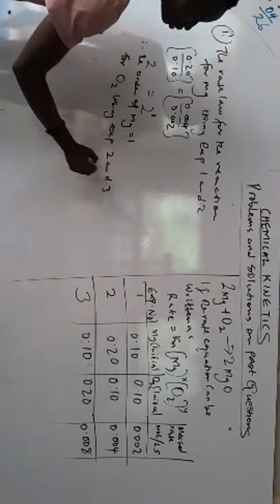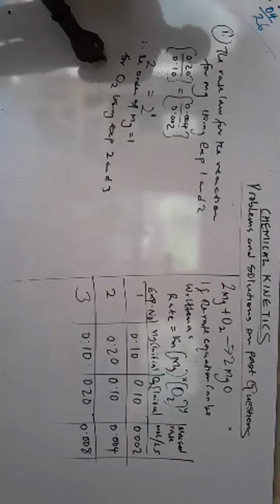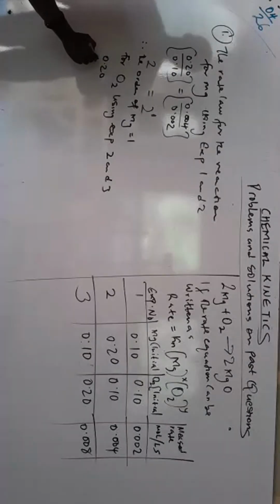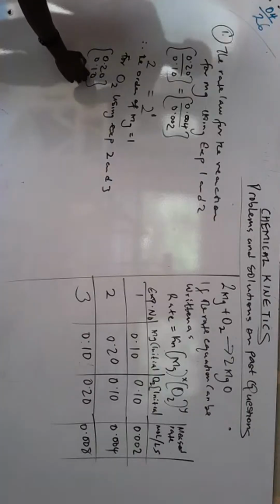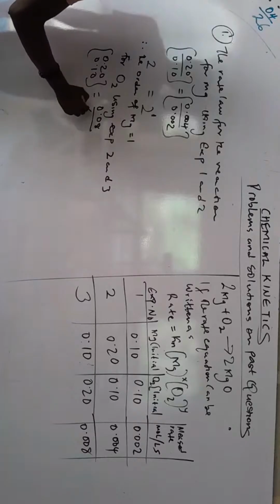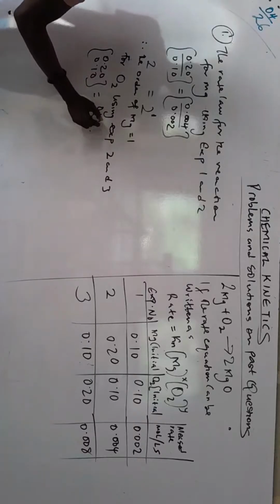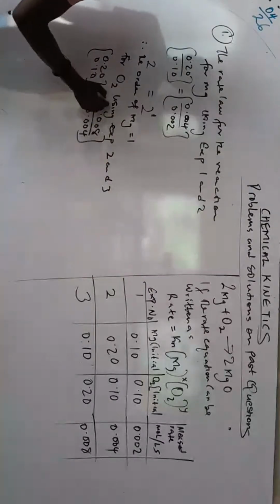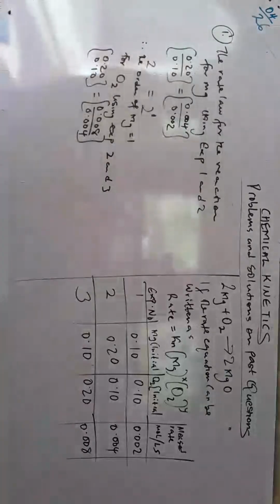2 and 3. So what is the value of experiment 3? 0.20, 0.10. Then equals to, there we are going to have 0.08 over 0.004. That is what we have there. Now, since you've gotten these two that you needed, what you have to do next is just compute factors and put them in order.